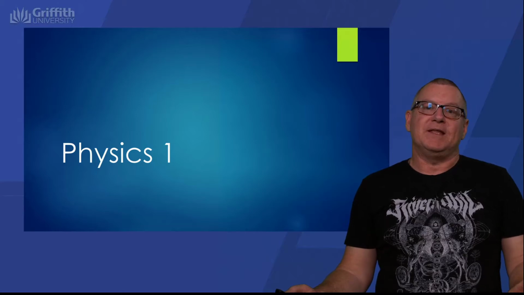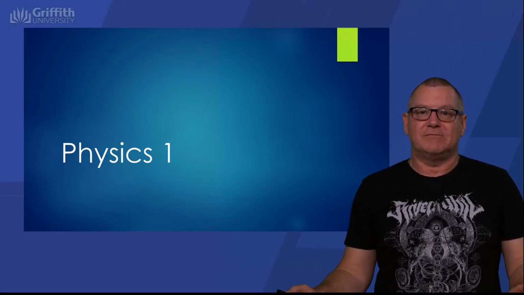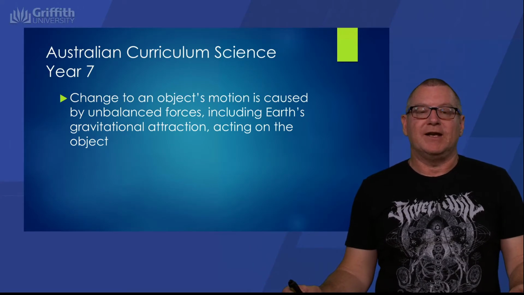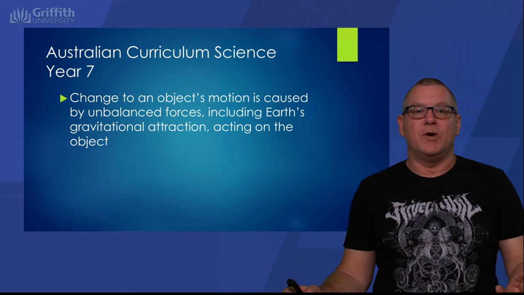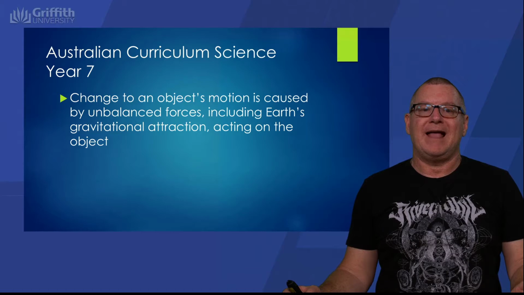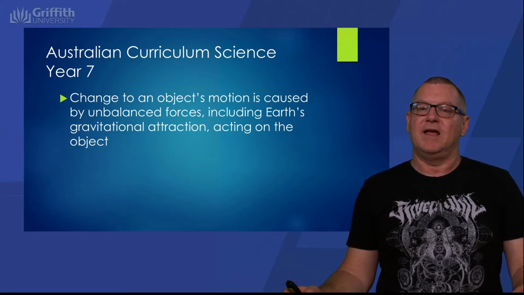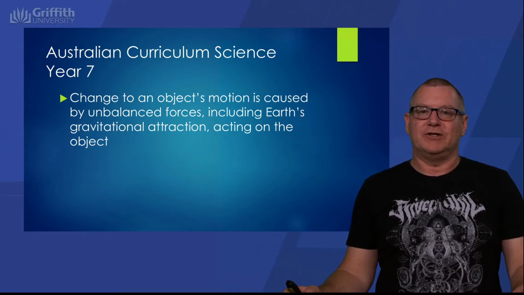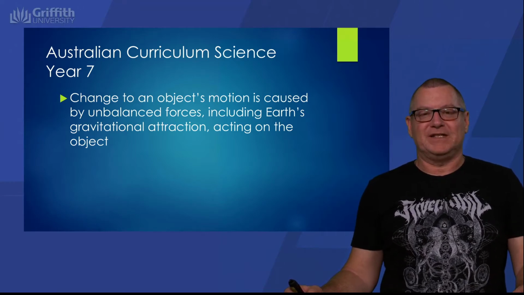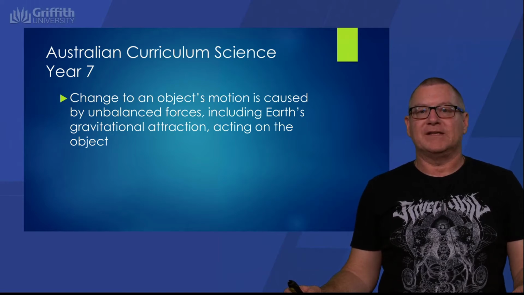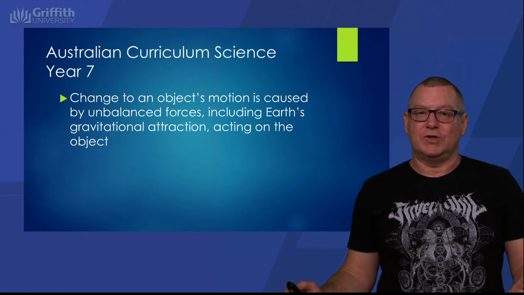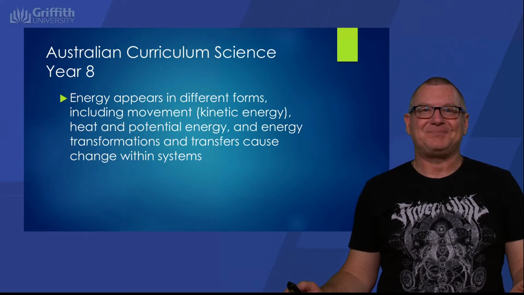We'll do the same thing that we've done with most of these subject areas and look at what the junior secondary curriculum says. The Australian Curriculum Science, Year 7: change to an object's motion is caused by unbalanced forces, including Earth's gravitational attraction, acting on the object. So forces of all kinds, a rocket motor, a motorcycle engine, a rubber band, a spring, but gravity is one of the forces that we deal with a lot, obviously. So changes in an object's motion are caused by forces. Newton's laws are going to be relevant, and we'll get to those in a second.